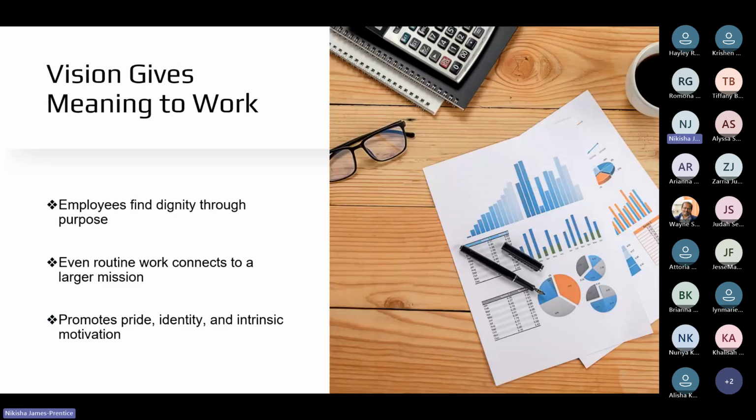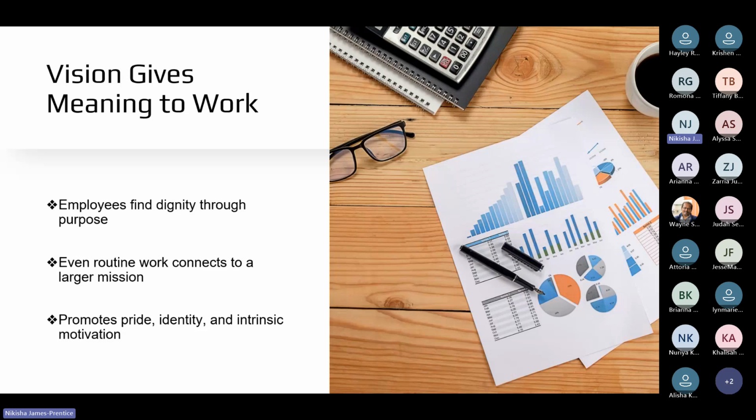Vision gives meaning to work. A strong vision helps employees find dignity and meaning in what they do. When people see how their work contributes to a greater purpose, they feel pride and commitment. For example, a clerk processing insurance claims may feel detached, but one who sees their role as helping disaster victims rebuild their lives finds deeper fulfillment.